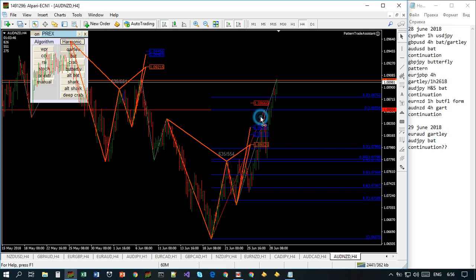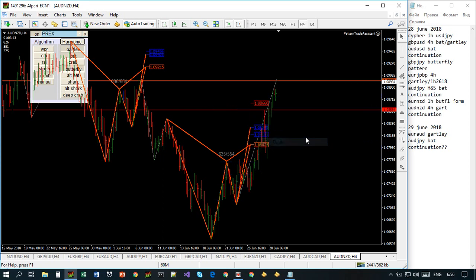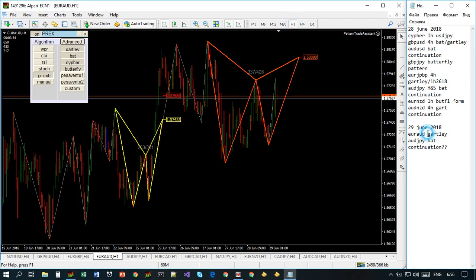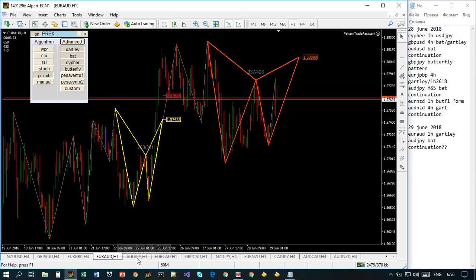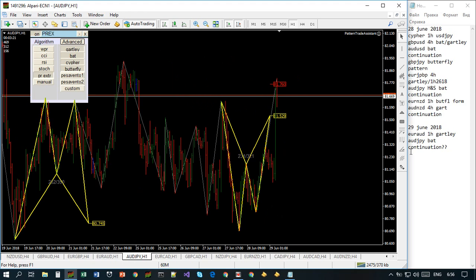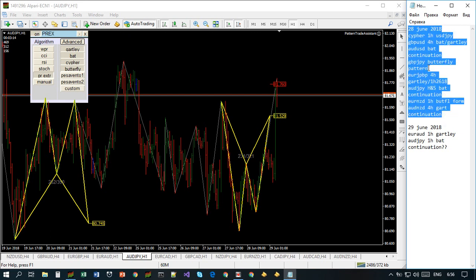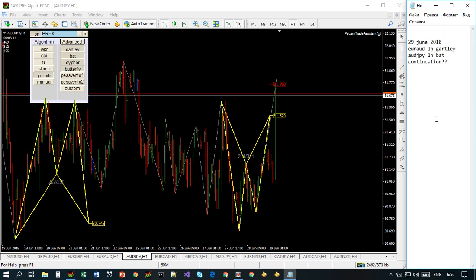Okay, two trading opportunities on my radar. One of them is pretty obvious: Euro Aussie Gartley. Here it is, 1 hour Gartley. And the second one is Aussie Yen bad continuation. Let me go to Aussie Yen bad continuation, 1 hour as well. We don't need this anymore from yesterday, so I will save it as it is.